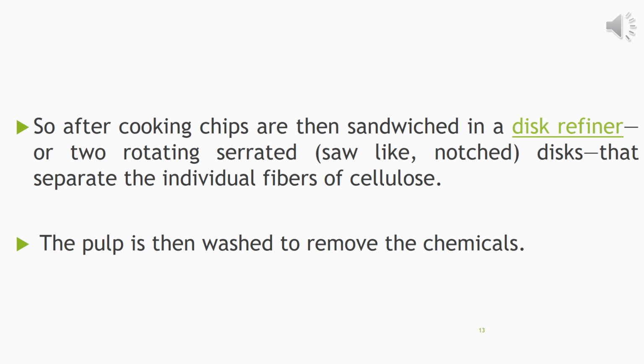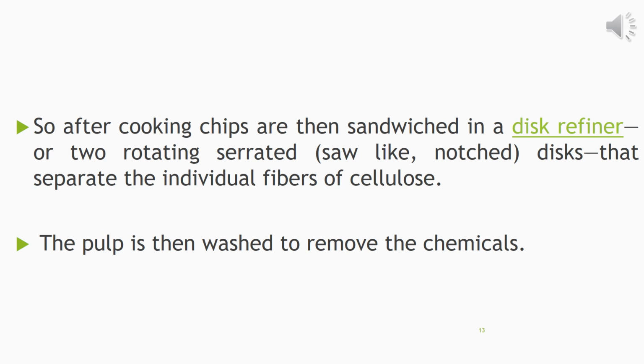So these rotating serrated discs separate the individual fibers of cellulose. We have said that in the previous slide, that we use attrition mills for separating the individual fibers of cellulose. After cooking the chips, we just put them into these rotating serrated discs. This is called a disc refiner or attrition mill.